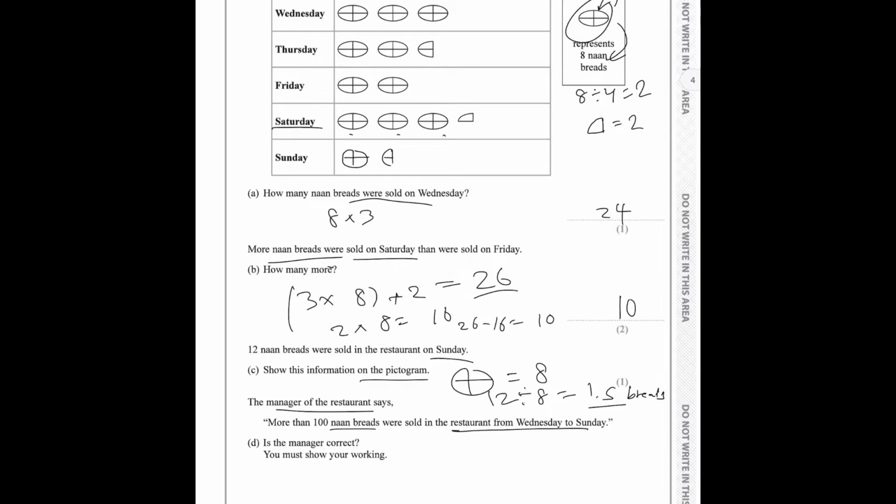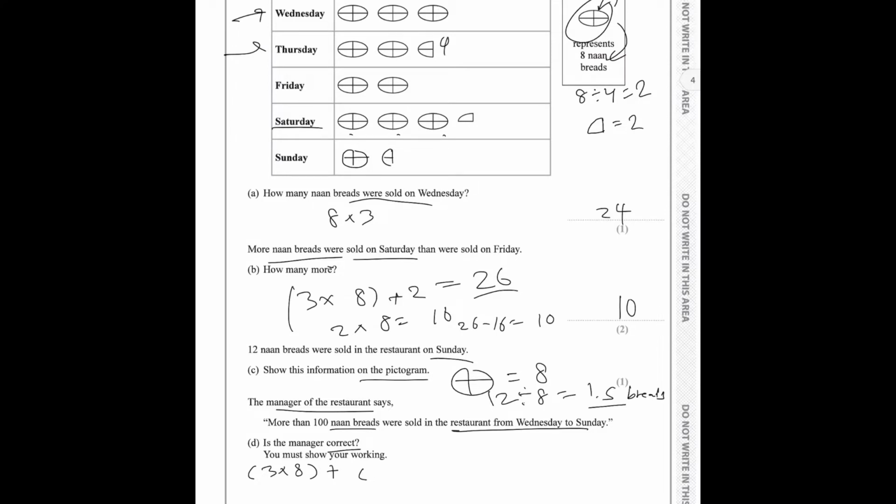More than 100 naan breads were sold in the restaurant from Wednesday to Sunday. Is the manager correct? You must show your working. Now, in order to do this, we have to calculate the number of breads sold on Wednesday. That's 3 times 8, plus the number of breads that were sold on Thursday. That's how many? There are 8 plus 8 plus 2.